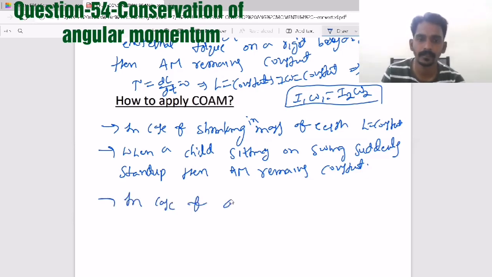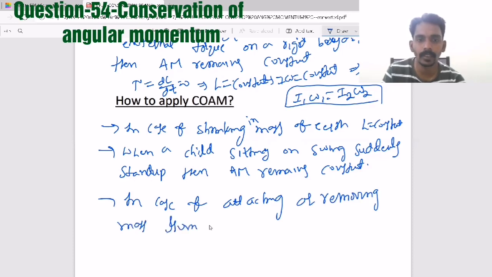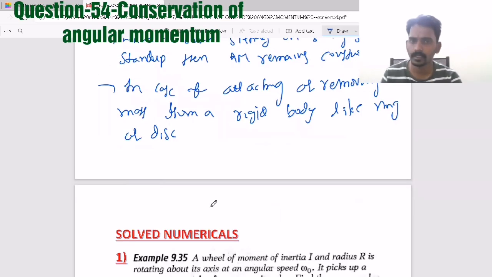Another case is attaching or removing mass from a rigid body like a ring or disc, and so on. I have given a few examples, but in every case, when they mention attaching or removing, they will say gently, without any external effect. So you have to analyze on your own that we can apply the conservation of angular momentum principle here.